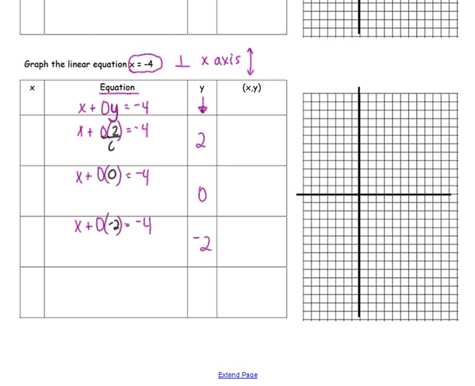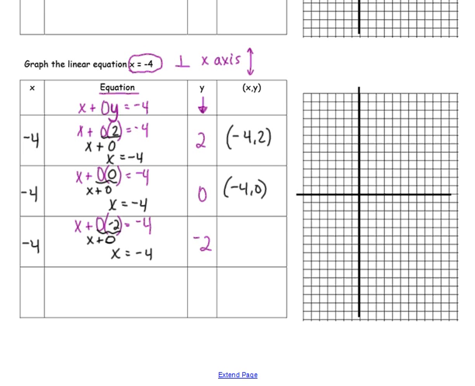0 times 2 is 0. X plus 0 is x. Bring down the negative 4. 0 times 0 is 0, and x plus 0 is x. Bring down the negative 4. I was going to say negative 2. 0 times negative 2 is 0. X plus 0 is x. Bring down the negative 4. So x is equal to negative 4 every time. We knew that. Now we have ordered pairs: (-4, 2), (-4, 0), and (-4, -2).